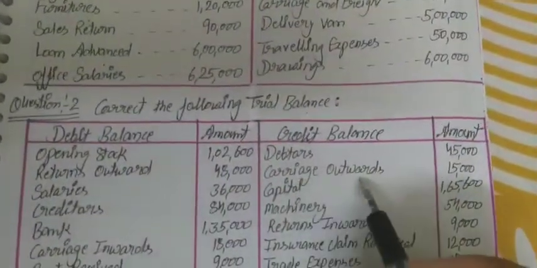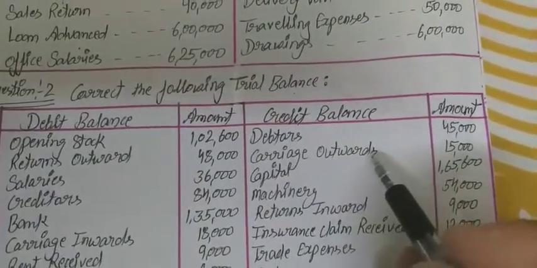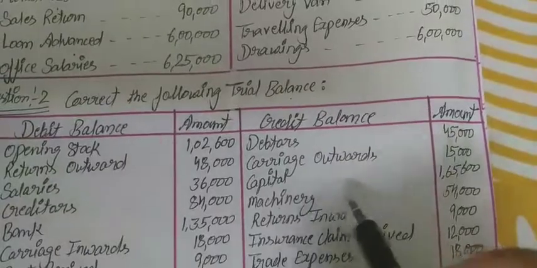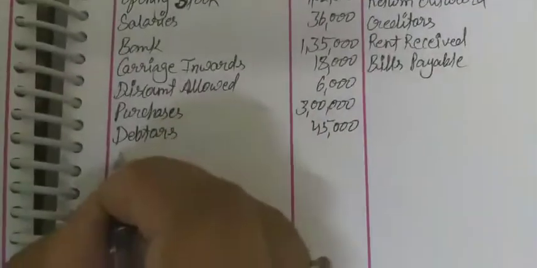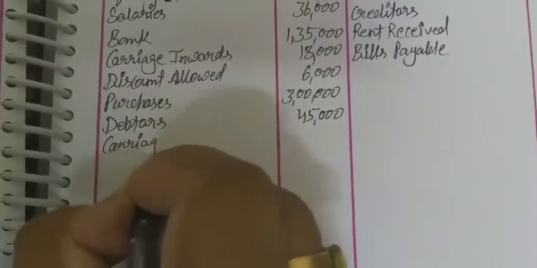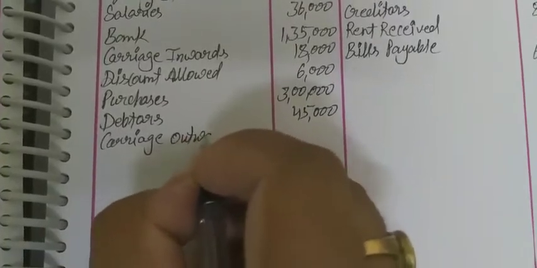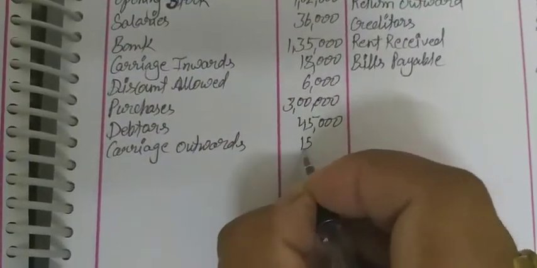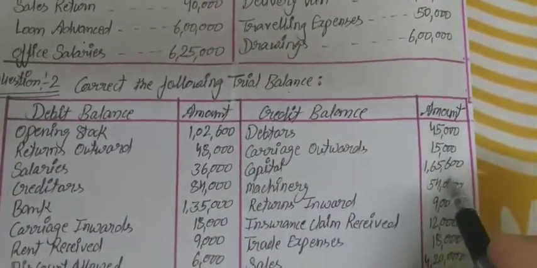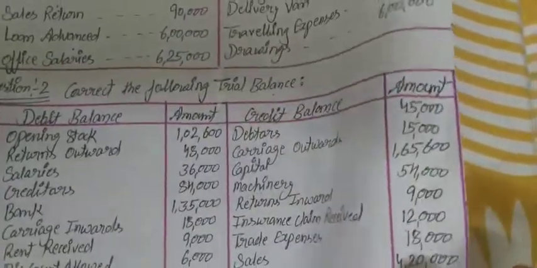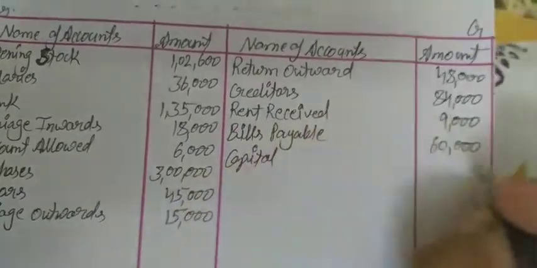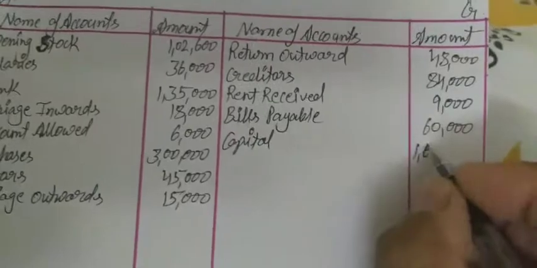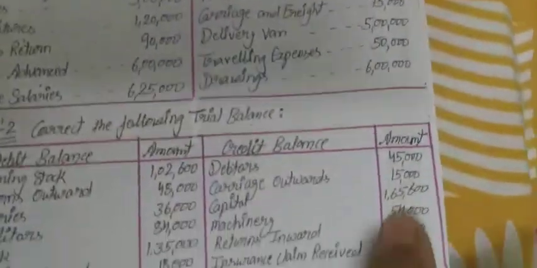Now carriage outwards, this is an indirect expense. It is outward but it is an indirect expense, and if it is an expense it will be on the debit side, 15,000. So carriage outwards 15,000. After this, capital 1,65,600. It is a credit balance. Capital 1,65,600.